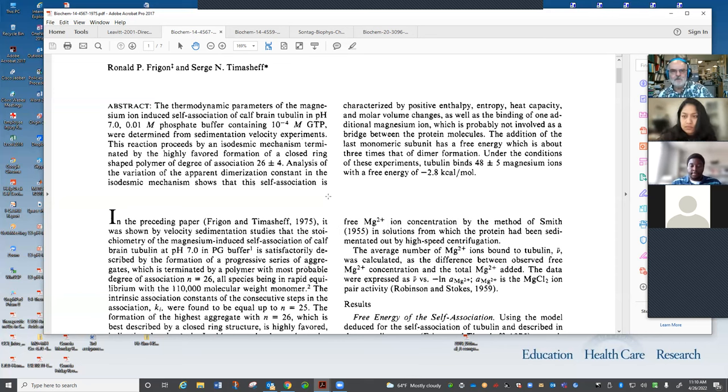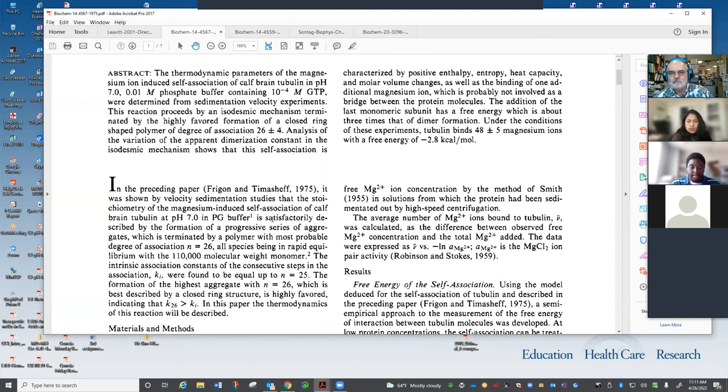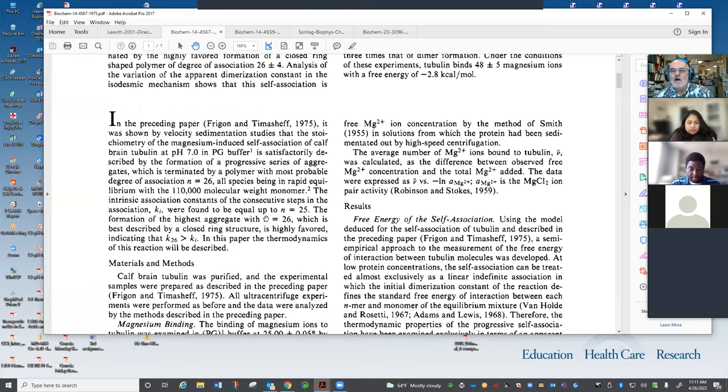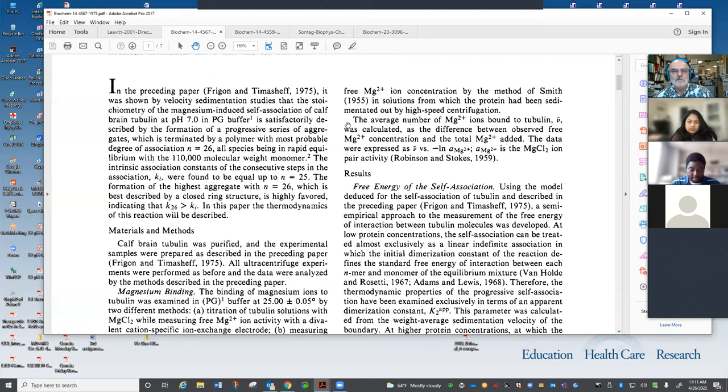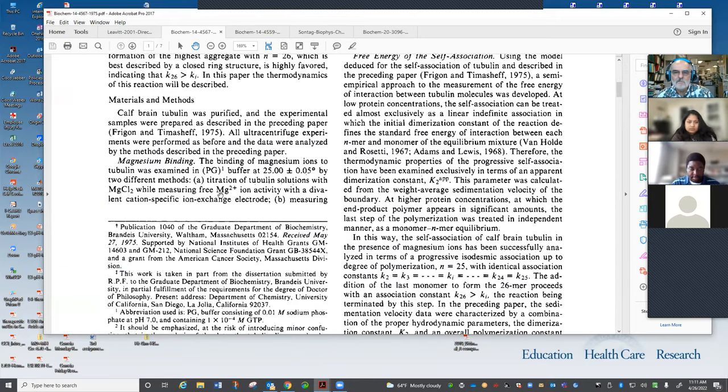Okay. So this second paper they describe as thermodynamics. In the first paper, it was sort of hydrodynamics and working out the stoichiometry. In the second paper, they get into the magnesium dependence and the thermodynamics of the association. That means they have to look at the concentrations of ligands, but also temperature and actually pressure.